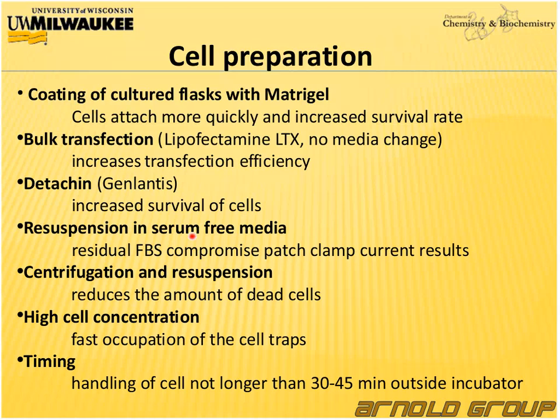We also figured out that we have to resuspend our cells in serum-free media. This is very, very important because any residual amounts of FBS compromise the results we are currently getting with our assay. Then we are using centrifugation and the resuspension in order to make sure that we get rid of additional cell debris or dead cells. And then we are concentrating our cells at high concentration in order to trap these cells in the IonFlux machine as quick as possible.